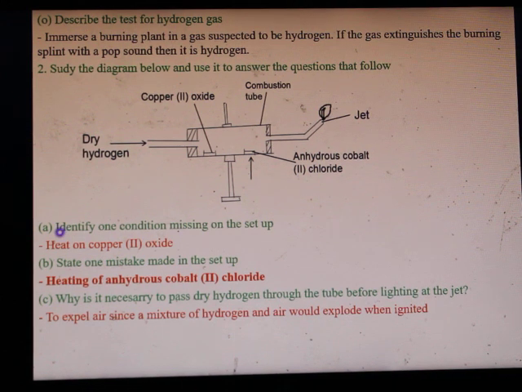And question A, you are being asked to identify one condition missing in the setup. Now the condition is that on this copper 2 oxide we are supposed to have heat. So the missing condition is heat on copper 2 oxide. Heat must be there for copper 2 oxide to react with hydrogen.